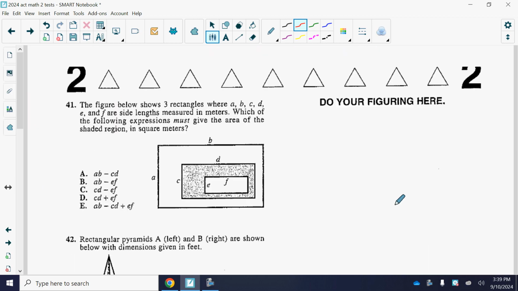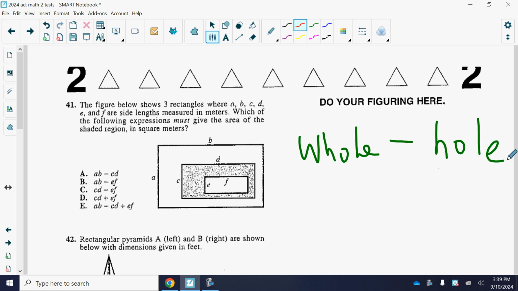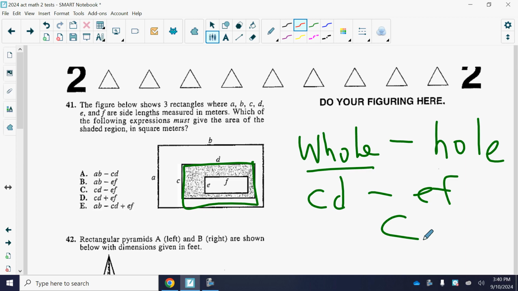This is shaded. The shaded is always the whole rectangle minus the donut hole on the inside. They try to fool you with some offerings, but the whole rectangle is C times D, and the little rectangle is E times F. Answer, C, CD minus EF.